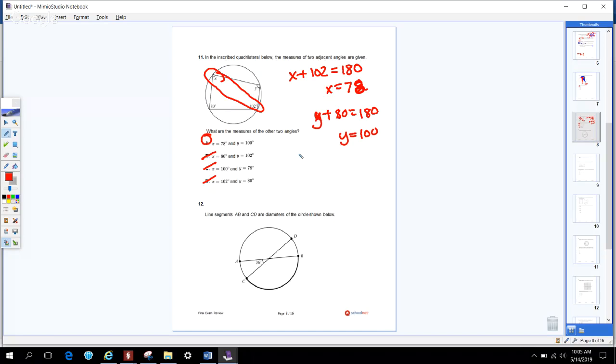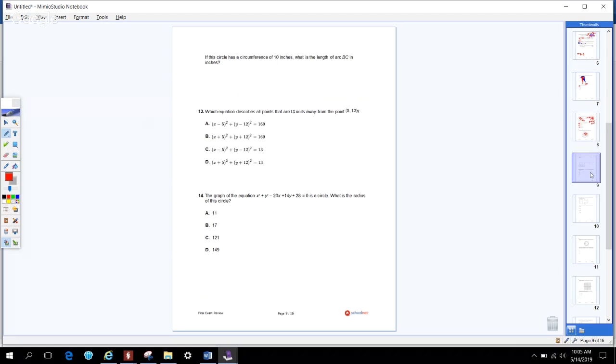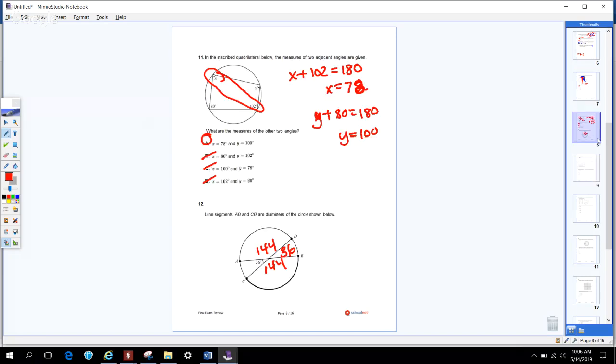Line segments. We're going to read this and then go to the question. It says the line segments A, B, C, D are diameters. So that helps us because first of all, we know these are vertical angles, and then because they're diameters, we can subtract from 180. It says if the circle has a circumference of 10, what is the arc length of BC? So the circumference is just 10, not 10 pi.